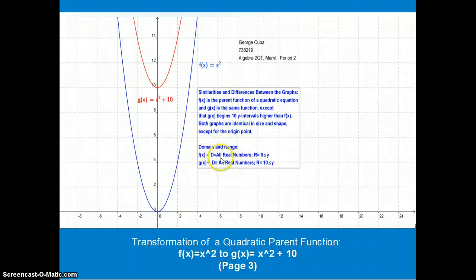So now, since these both are parabolas, domain is all real numbers, but range changes a bit. Range for our neutral begins at 0 because it starts at the origin, which is (0, 0), where the y-coordinate is 0. Now for the range, since this y-coordinate, or y-intercept, is 10, the range begins at 10.